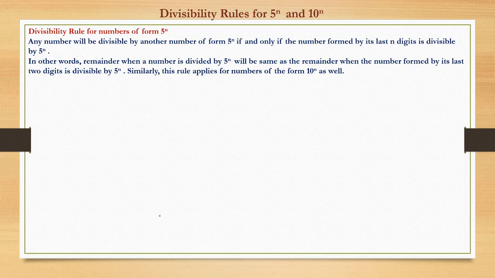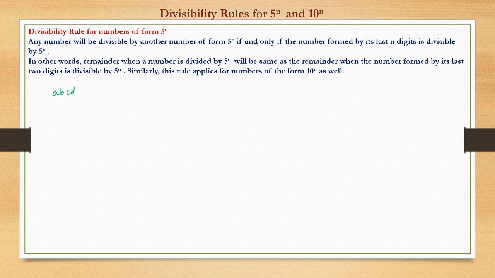So far we have seen the divisibility tests for 2 and its powers, then 3 and 9. Now similarly there is the divisibility test for 5 and 10. For 5 raised to power 1, we just need to check the unit place digit. For 5 square, we need to check the last two digits. For 5 cube, we need to check the last three digits. It is the same concept we have seen.